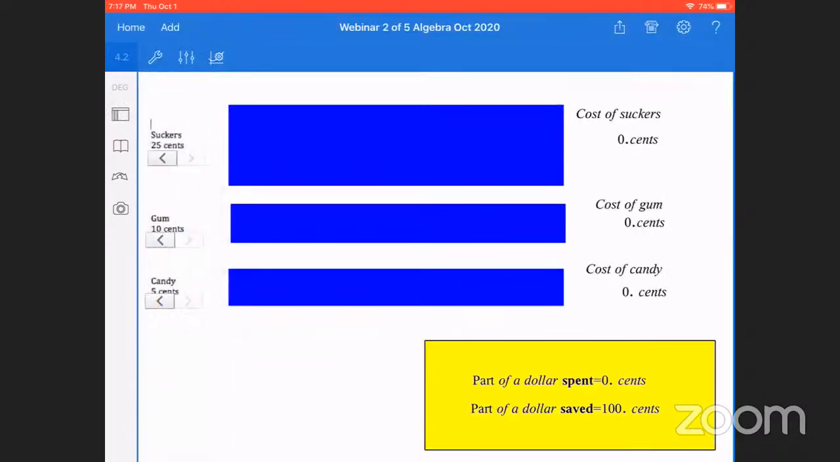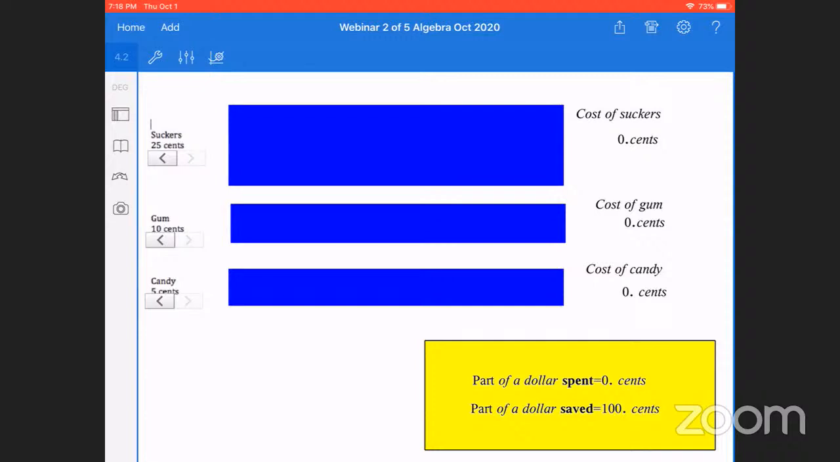I use this as a way to, once again, model the situation and help the students understand what is being asked. You can look on the left: the suckers are worth 25, the gum is 10, the Tootsie Rolls are 5 cents. But then on the left, you can see the cost of suckers, gum, and candy are all 0 cents, because we have yet to show anything. What I love even more about this page is the yellow box that says part of $1 spent and part of $1 saved. So there's that financial literacy coming back in, about the possibility of actually saving some of your money.